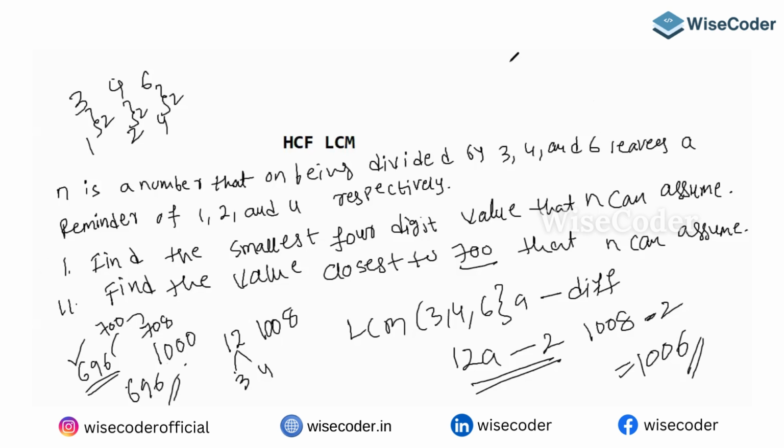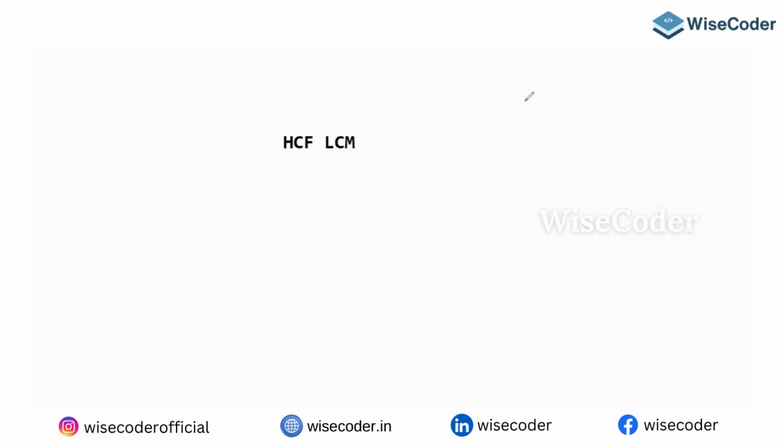So this is all about LCM. Whenever you want an LCM, look at the multiple. If the question asks for a multiple, go for LCM. If it asks for a factor, go for HCF. Now we'll see some observations in LCM and HCF. These observations are only for two numbers.